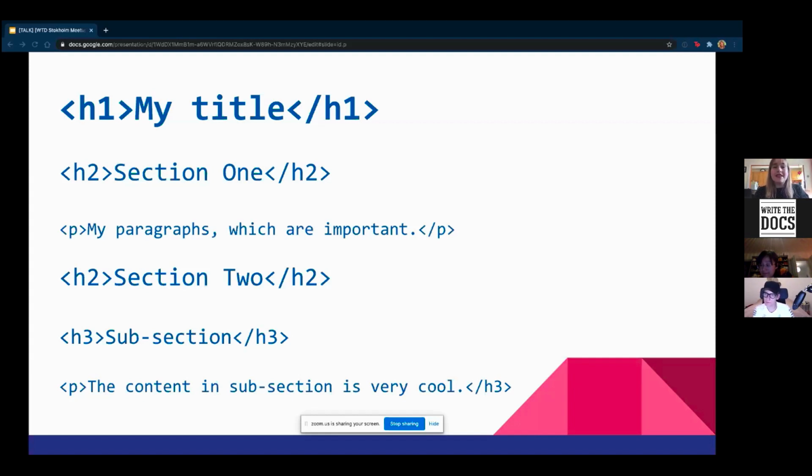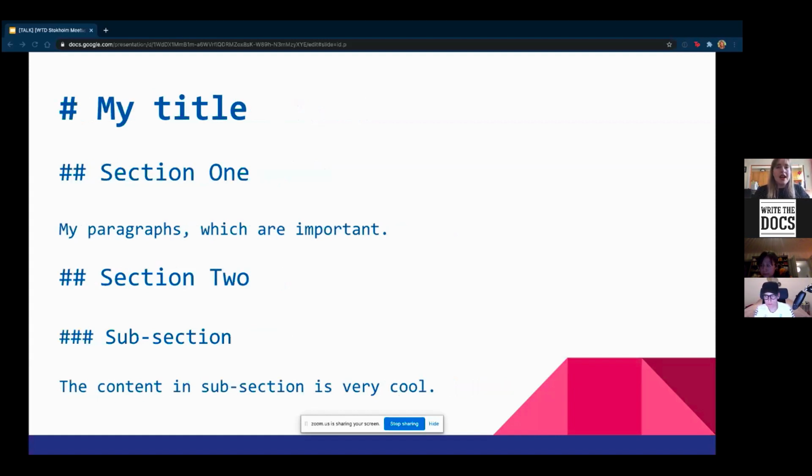H1 should represent the most important idea on the page, aka the page title, with sections organized with H2 level headings. Sections can then be subdivided with H3 level headings, so on and so forth. And you might not actually be writing in HTML. I use a visual editor in most of my work. Occasionally I write in Markdown, which looks like this.